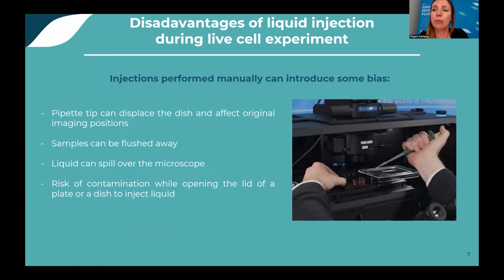There is also an issue with liquid injection while performing your live cell experiment. It can introduce some bias. Indeed, the pipette tip can displace the dish and affect the original imaging position. The sample can be flushed away. You can have liquid that spills over the microscope or on the objective that is located just below the sample. And in addition, there is always a risk of contamination when you open the lid of a plate or a dish to inject the liquid.